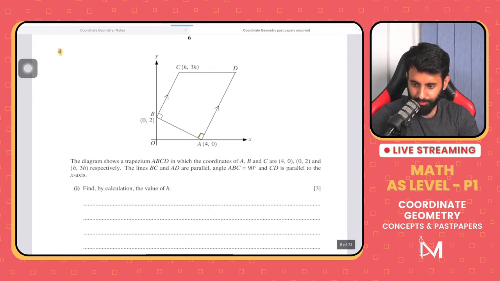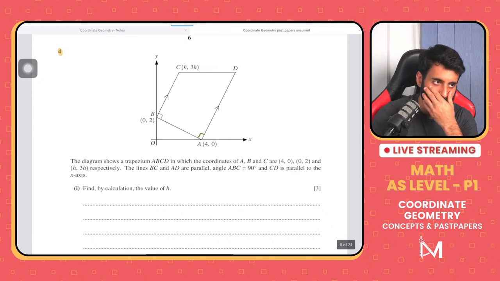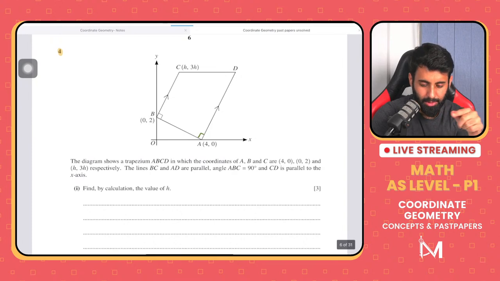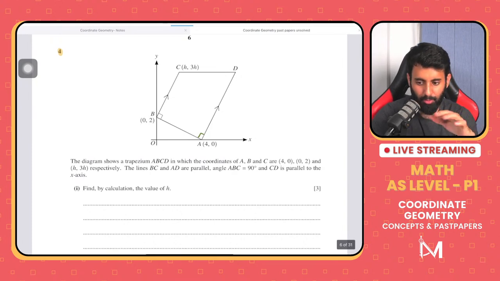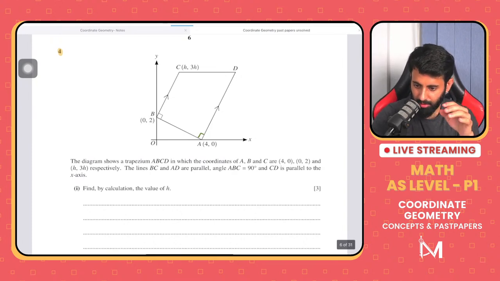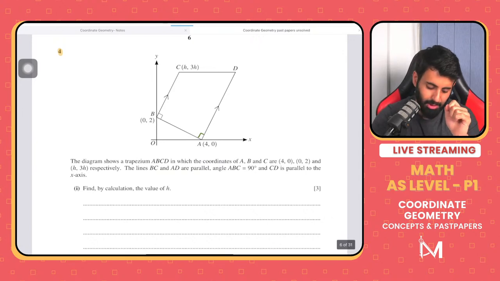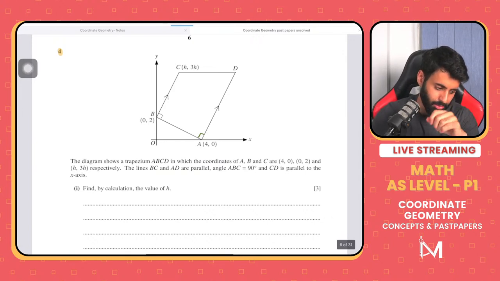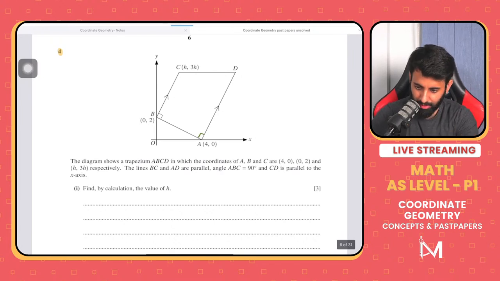All right, next it says, find by calculation the value of h. Now, by calculation basically means that you can't measure or count, you can't use any vector method over here. So that means it has to be through gradient equations and stuff like that. Now, how will I find out the value of h? Let's put some thought into it, and then we can see what to do.